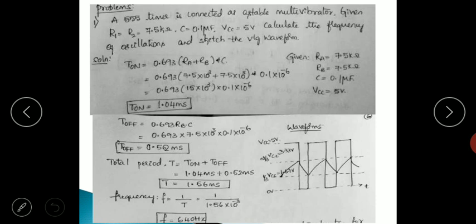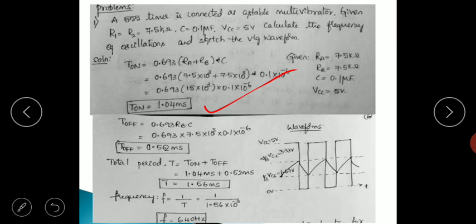Now R1, R2, C, VCC is given, so easily we can determine the frequency of oscillation, that is F. Directly we can use the formula, or we can find T by finding T on and T off, and then we can get the reciprocal. Directly also you can do by using the formula of frequency of oscillation, right? So T on is given by 0.693 into R1 plus R2 into C. Substitute the values, you will get T1 is equal to 1.04 millisecond.